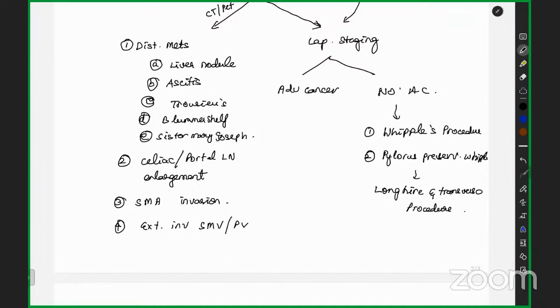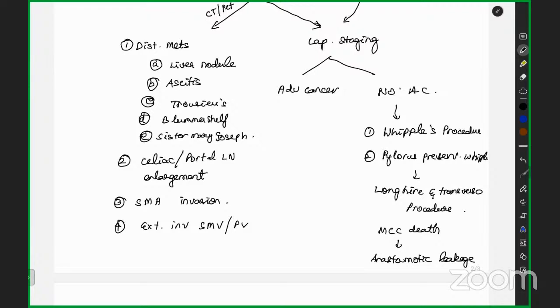But the problem with Whipple's procedure is that the most common cause of death in this procedure is going to be anastomotic leakage. Okay, so there are more chances of anastomotic leakage. Clear, right? So this is all about your Whipple's procedure.